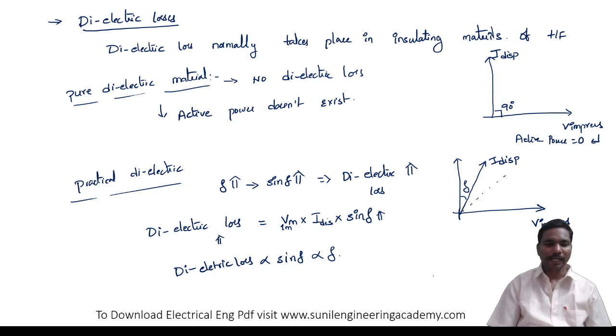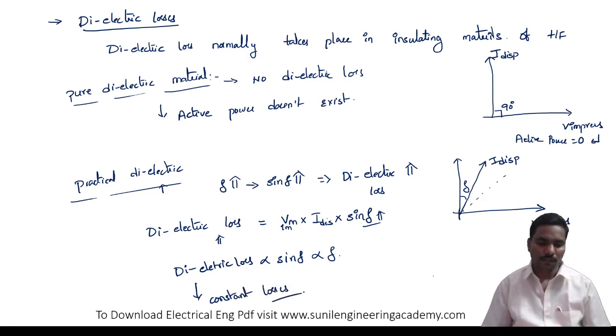So dielectric loss generally depends on the impressed voltage, the displacement current and the angle. This angle is not dependent on the load current, so it is considered generally a constant loss. These losses are somewhat constant losses.